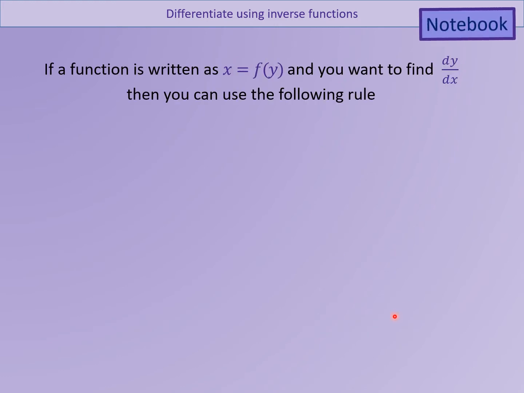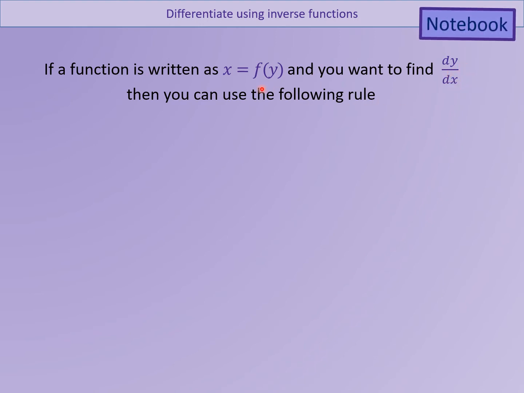So grab your notebooks and take down this first bit of notes. If you've got a function written in the form x equals some function of y, so it's the other way around, x is some function of y, and you want to find dy over dx, that's the bit that's a little bit different. Normally you'd have y as a function of x, and it would all be fine because you'd have dy over dx. You differentiate the y function in terms of x.